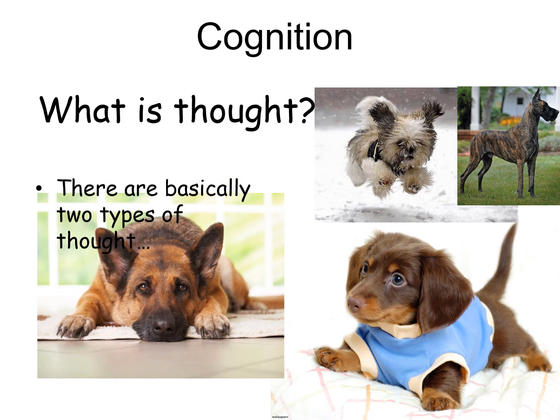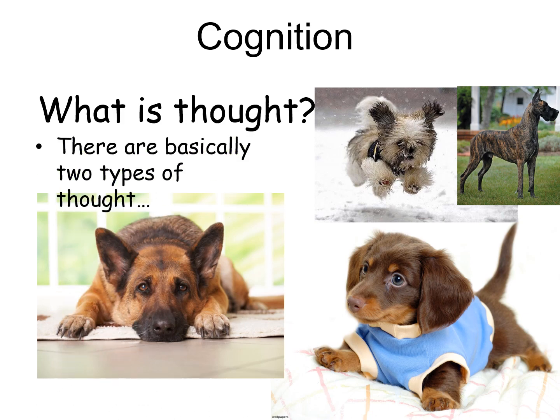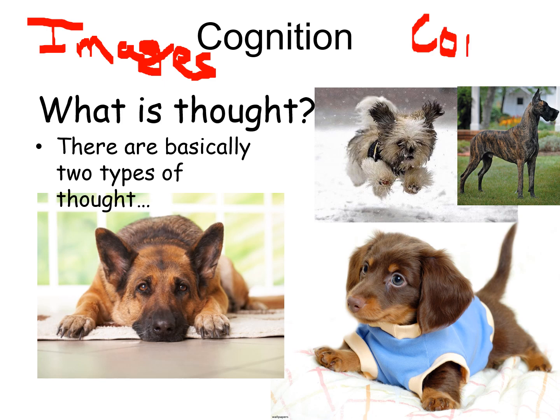So when we are looking at this, we are looking at two basic types of thought. We have images, what you just see here, pictures of dogs. These are what pop up into our mind when we start to think. Okay, so you have images, and the other thing that we have are what are known as concepts. Okay, these can also be called schemas.